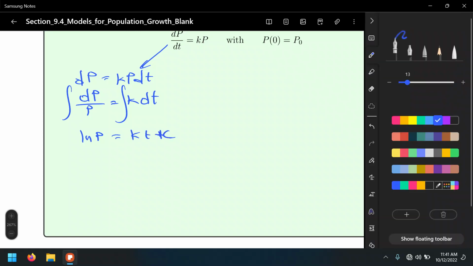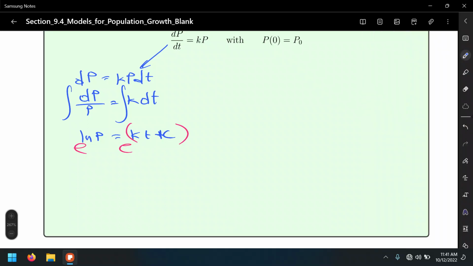So let's exponentiate both sides to get P by itself. Again, recall that the exponentiation affects both terms on the right-hand side. So that's P equals e to the kt times e to the C. Again, e to the C, e to some constant, is just another constant by absorption, so P equals C e to the kt. And so that's the general solution for now.